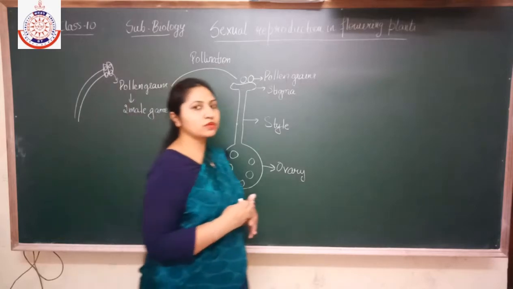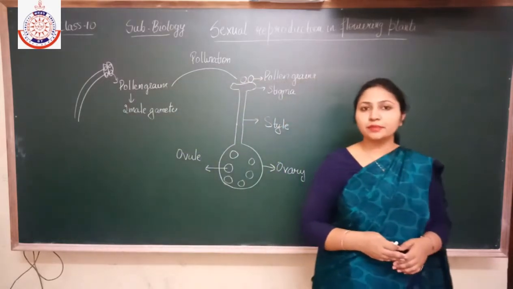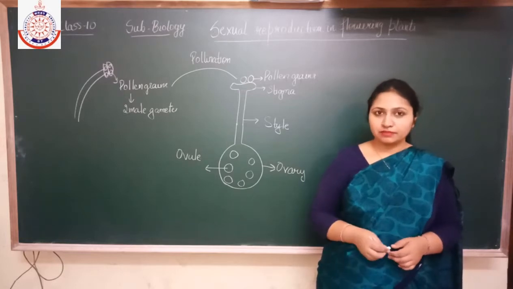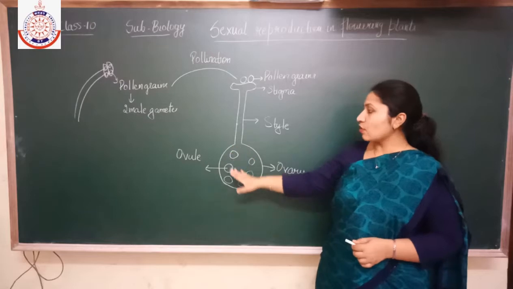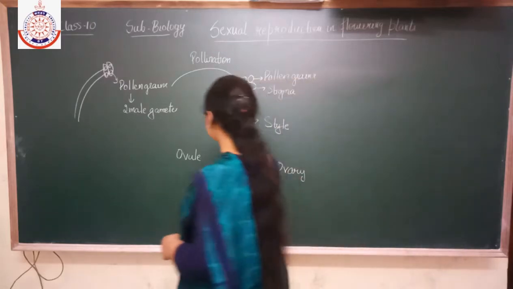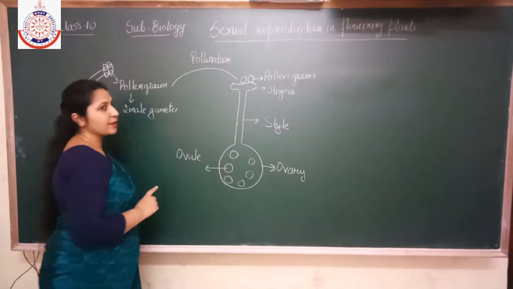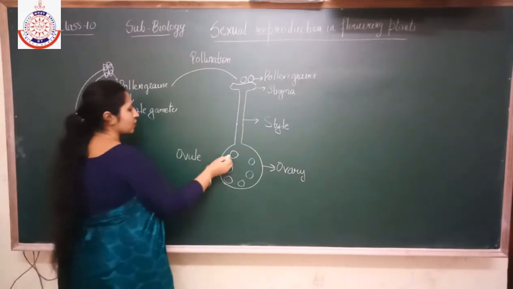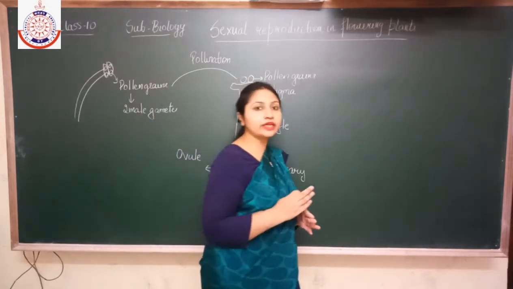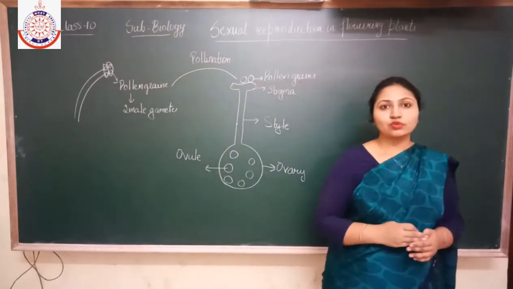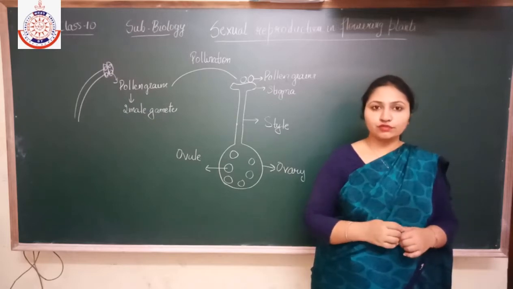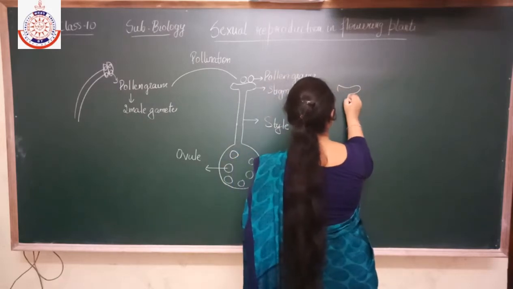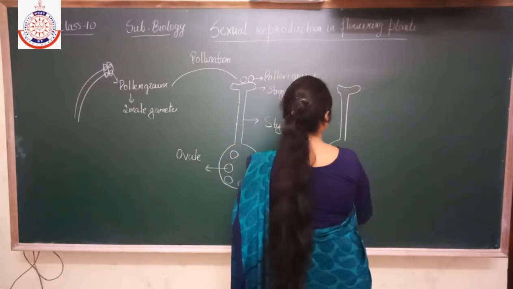Now it depends upon the plant how many ovules are present in an ovary. It can be one or it can be many. The ovary consists of ovules, and these ovules contain the female gamete, one female gamete in each ovule. Like in your book, they have shown only one ovule so that there should not be any confusion. So we will also take one ovule for the better explanation.